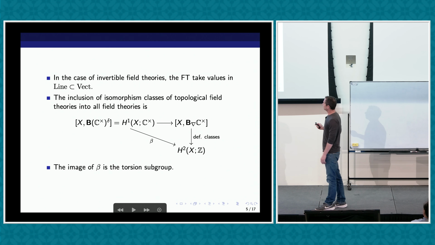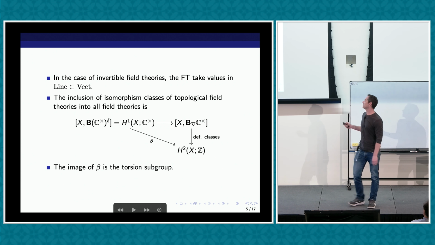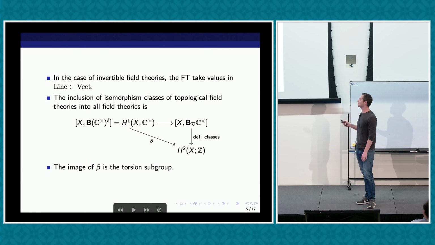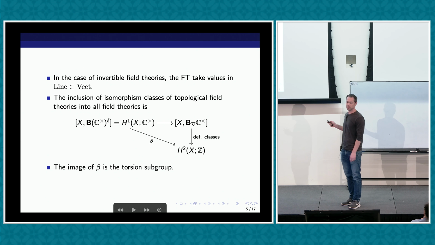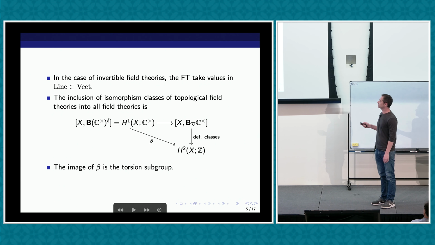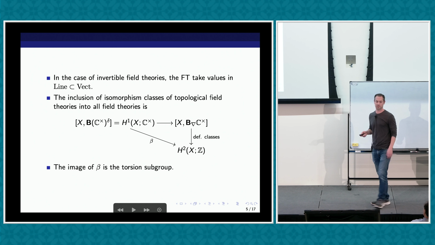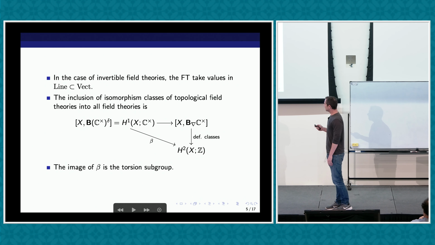And this right vertical map here takes the deformation classes. Basically, you're looking at just the homotopy type of the stack of line bundles with connection, which is a KZ2. And here you map to cohomology in degree 2 in Z by taking deformation classes. So now this composite here is exactly the Bockstein homomorphism for the long exact sequence induced by the exponential sequence. And the image of this is the torsion subgroup here.